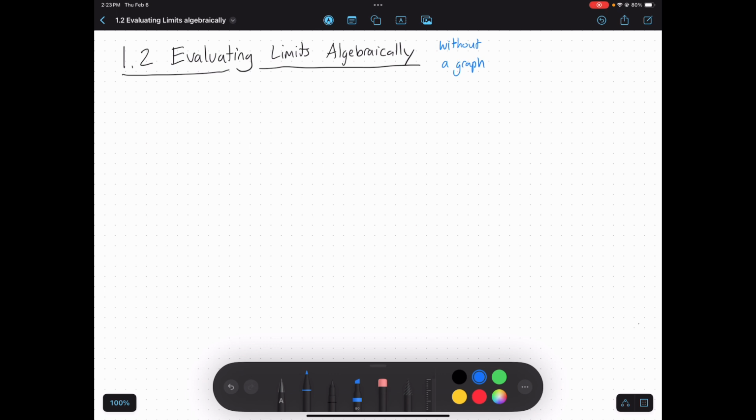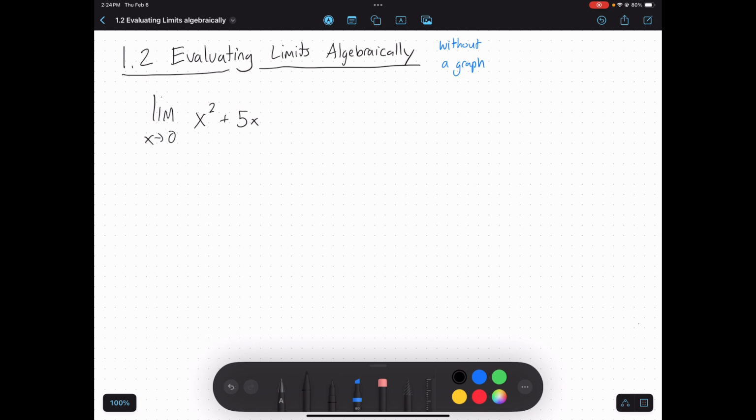That's mostly how we looked at it in our last video. So, if I want to evaluate a limit without a graph, how do I do that? Well, let's start by taking a look at a relatively simple example. Let's say I wanted to know the limit of x squared plus 5x as x approaches 0.